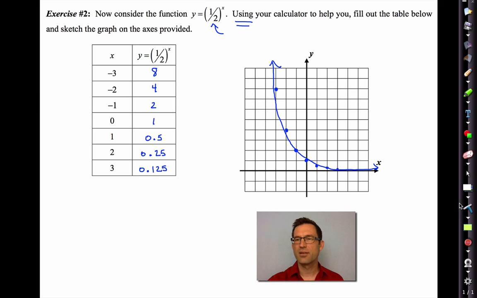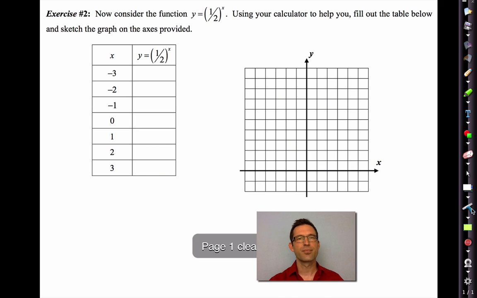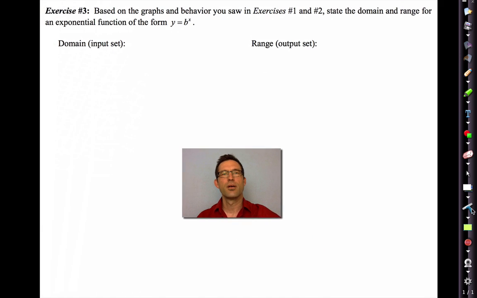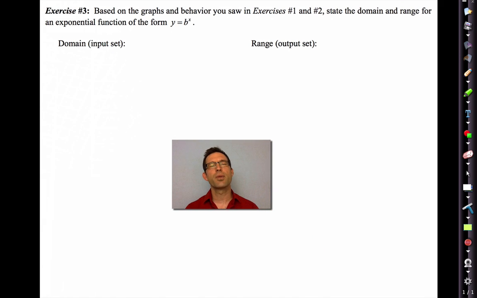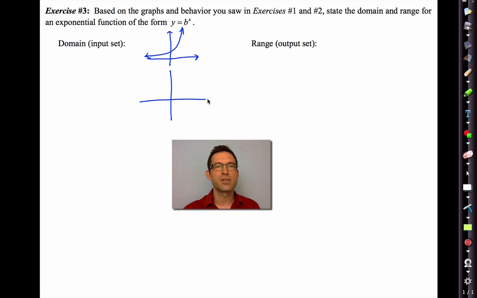Okay. Let's clear it out. Okay. So, exercise 3 says, based on the graphs and behavior you saw in exercise 1 and exercise 2, state the domain and range of an exponential function of the form y equals b to the x. See, the thing is, when you have y equals b to the x, it either looks like this if b is greater than 1, or it looks like this if b is less than 1.